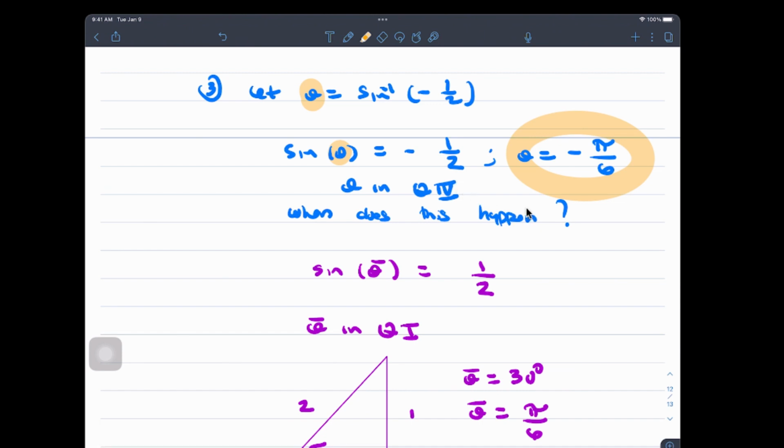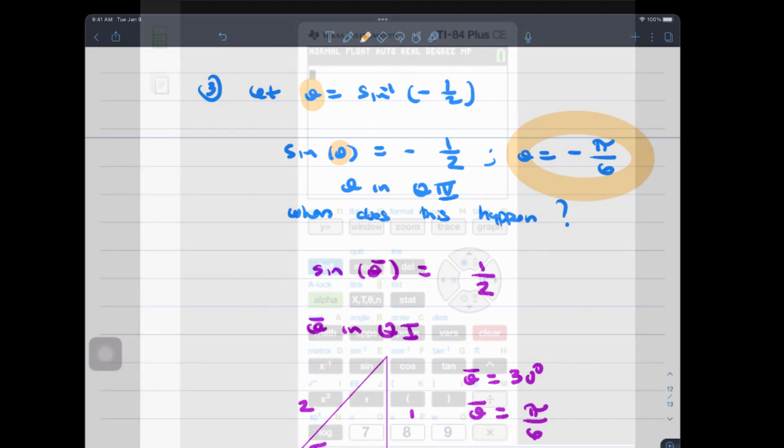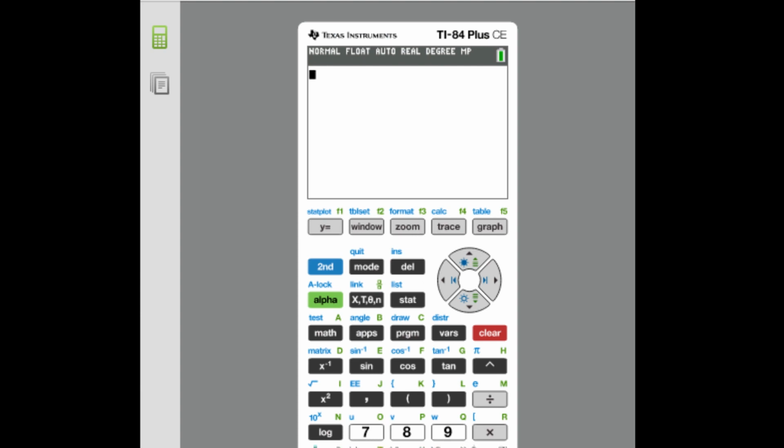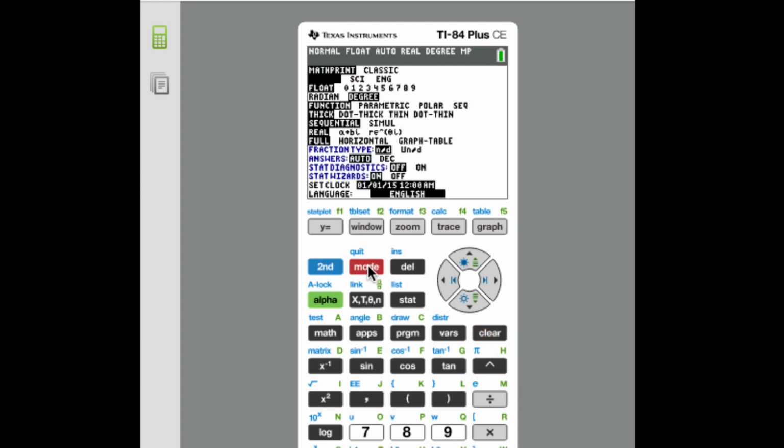There's going to be 2 situations for you guys. Let's go to the TI. Now, remember, I think I have my mode set. Let's go back and double check our mode. What's our mode here? There we go. Is this set to degrees? I think I'm still set to degrees. You guys see that? Set to degrees.